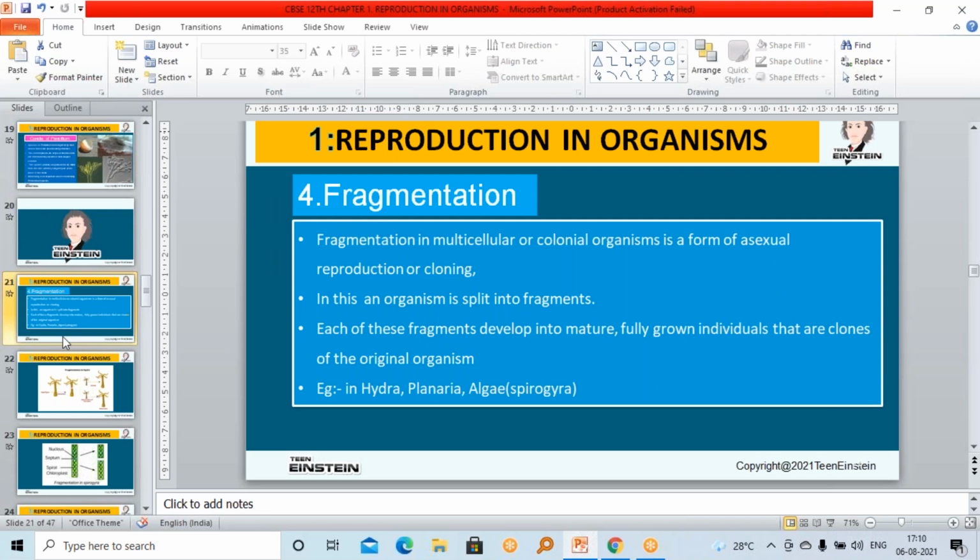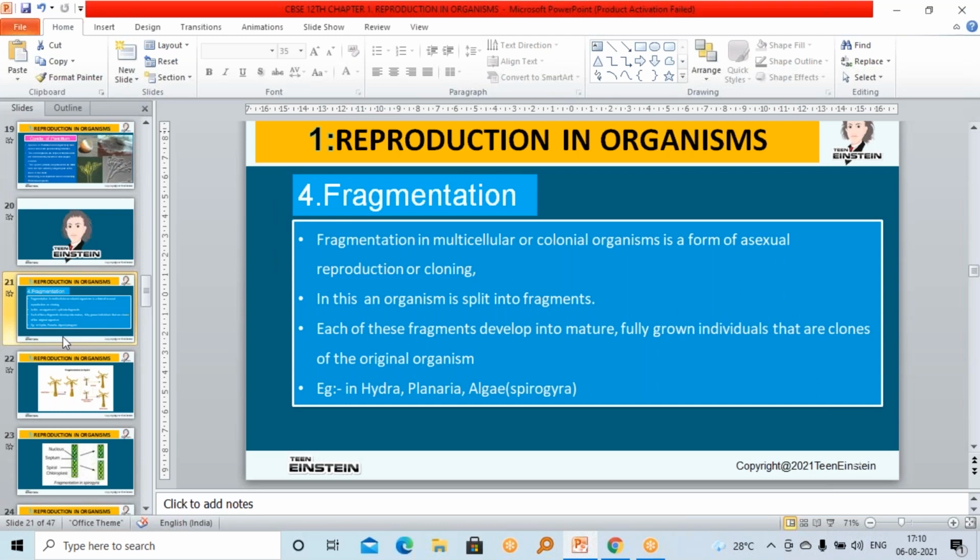And which are the different methods of asexual reproduction? Binary fission, budding, sporulation, fragmentation and vegetative reproduction. Just to refresh the last class, I'm repeating the same thing. Today we are going to continue the same topic.